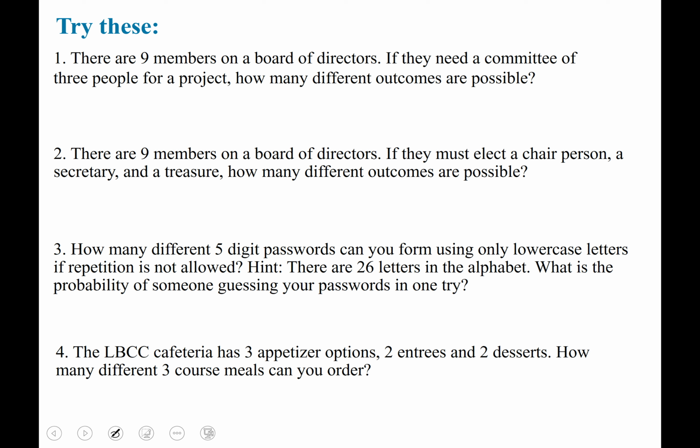All right, I'd like you to pause this video now and try these 4 examples.